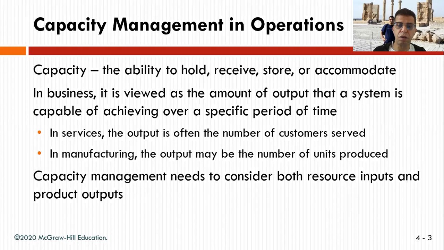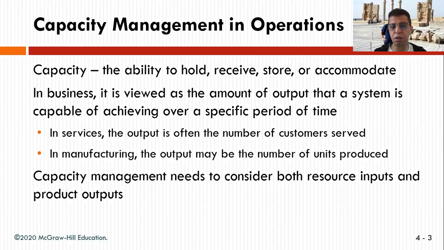Capacity management in operations means the ability to hold, receive, store, or accommodate. In business, it's viewed as the amount of output that a system is capable of achieving over a specific period of time. So there is a limitation of time and how much the system can really output.